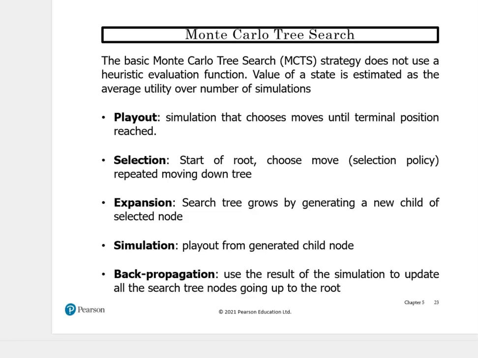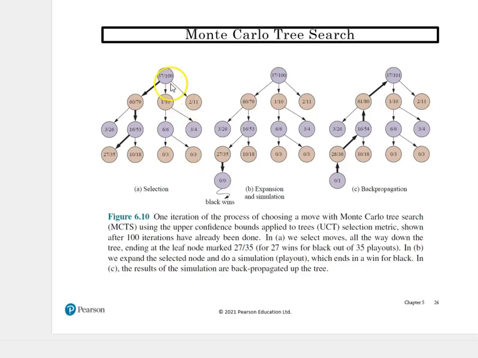Starting at the root of the search tree, we choose a move which leads to a successor node and repeat the process as we go down the tree. So in this case, for example, we started here, we performed simulations. We found that the highest percentage win is 60 out of 79. So this is where we need to go next.